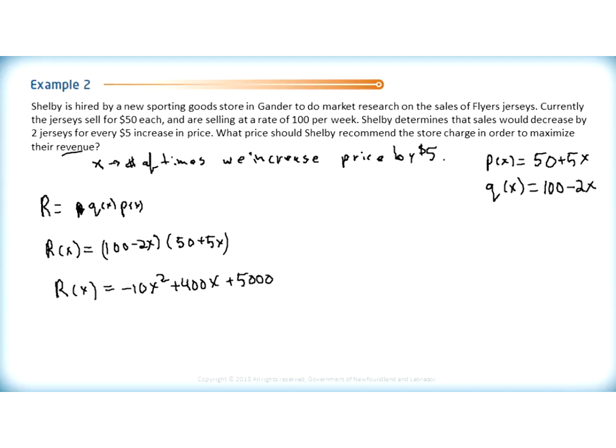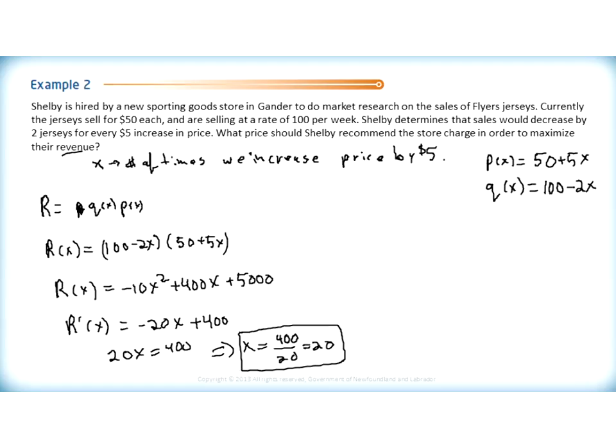Okay, so we want to find out what value of x would give us the maximum possible revenue. So I guess we could say we don't change the price at all, or we could say that we could change the price as many times as possible. But either way, I don't think the endpoints are going to get us to a maximum here. So we're going to look for critical values. So R prime of x is going to be negative 20x plus 400. All right. So we let that equal 0, and we get 20x equals 400. So that tells us that x is going to be equal to 400 over 20, which is 20. Wow, we're going to have some expensive jerseys here.